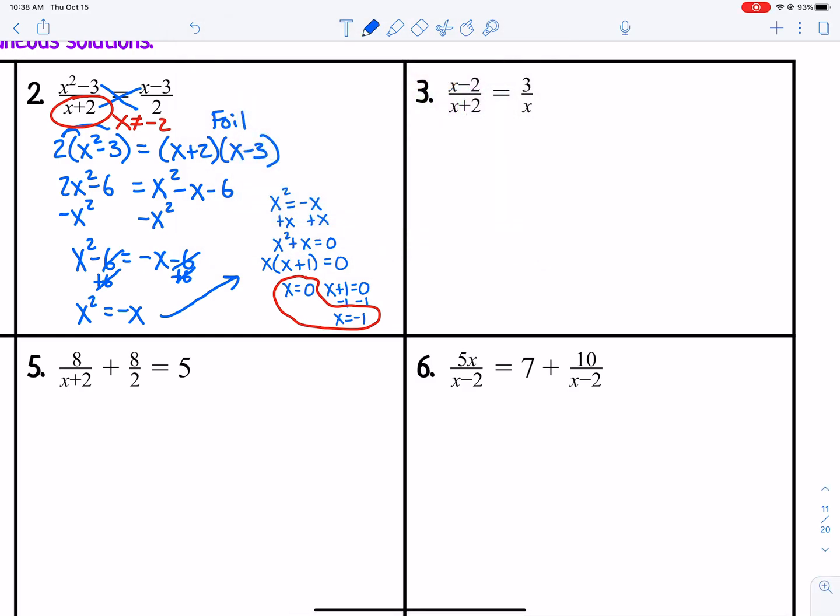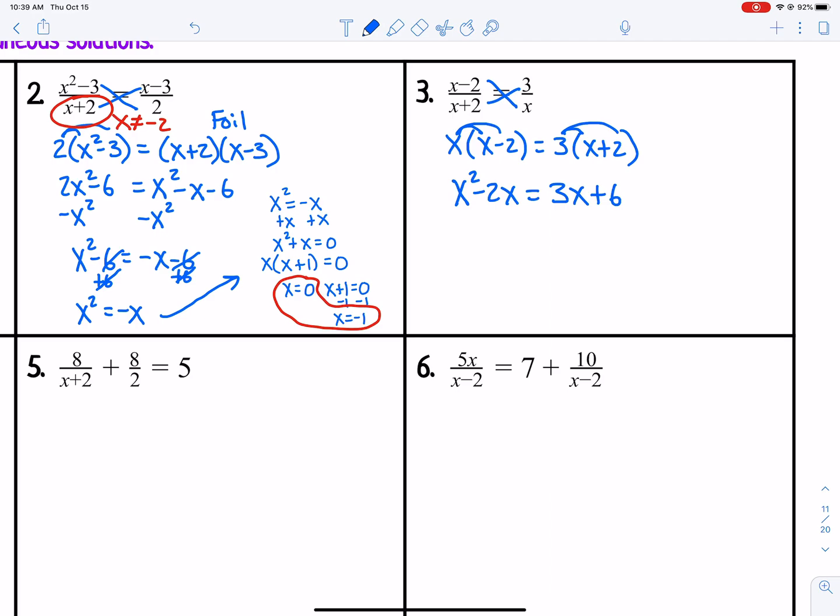For number 3, it's another example of when you have one fraction equal to one fraction, so you can cross multiply. So let's say x times x minus 2 equals 3 times x plus 2. So I'm going to distribute the x and I'm going to distribute the 3 for the next step. So I get x squared minus 2x equals 3x plus 6.